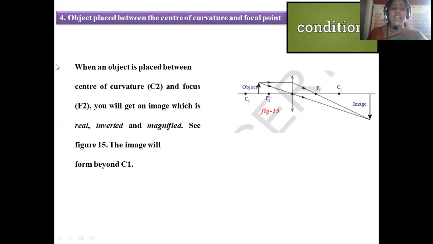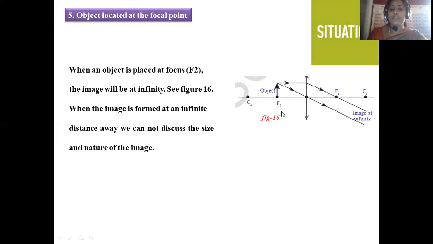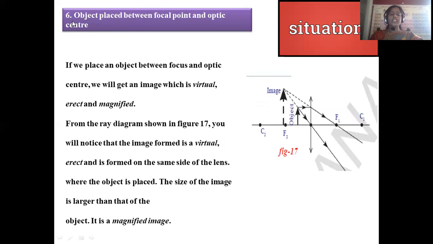This is the condition number 3. In condition number 4, the object was kept in between the center of curvature and the focal point, and the image is generated beyond the center of curvature, an enlarged, magnified image. Condition number 5, exactly at the focal point, the image is generated at infinite distance, whose properties are not possible to measure. And the last situation, condition number 6, the object is placed between the focal point and the optical center.